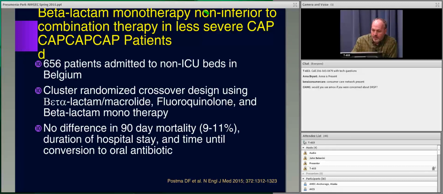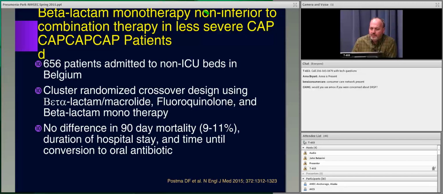Okay? So, we had the sense that combination therapy was good for sick people. But this was just a recently published nice study comparing, boy, that's a strange title. It's meant to say beta-lactam monotherapy is non-inferior to combination therapy in less severe CAP patients. So they enrolled a bunch of people admitted to non-ICU beds, not sick patients, but just admitted to the hospital.